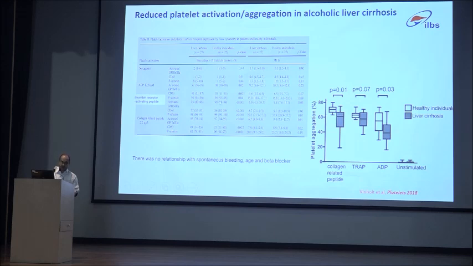This is platelet activation. And when you do the aggregation, it also says that the aggregation in cirrhosis will be reduced as compared to healthy control. So the conclusion of this slide is basically that in cirrhotic patients, both the activation of the platelet is reduced and the aggregation is also reduced.